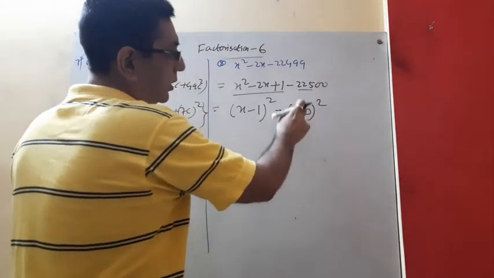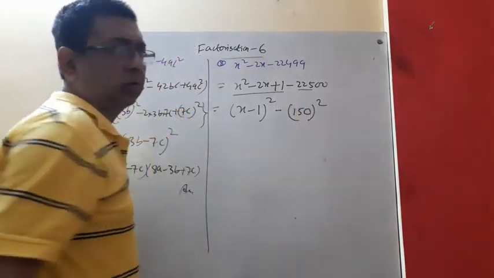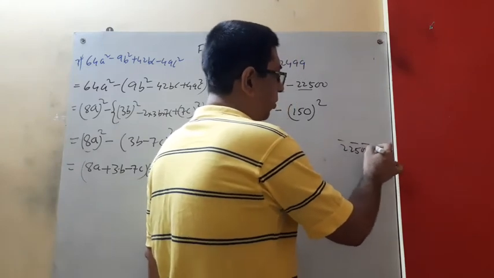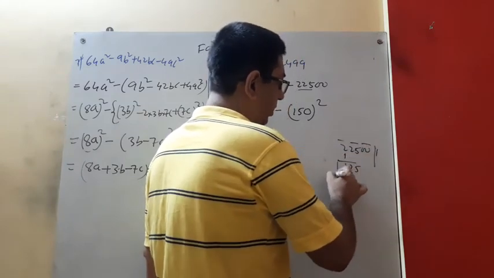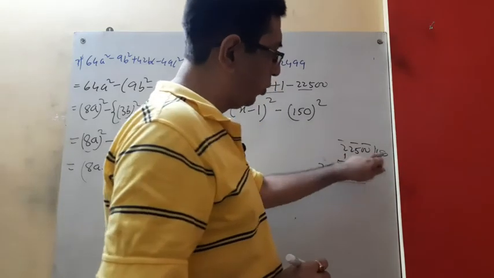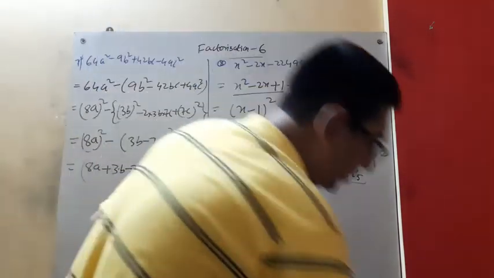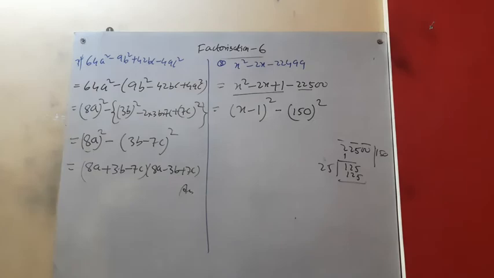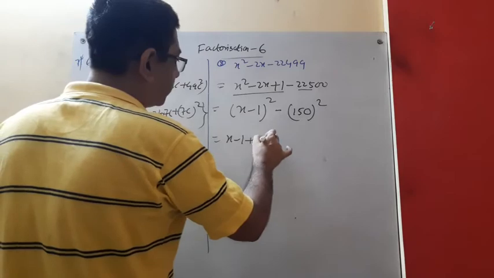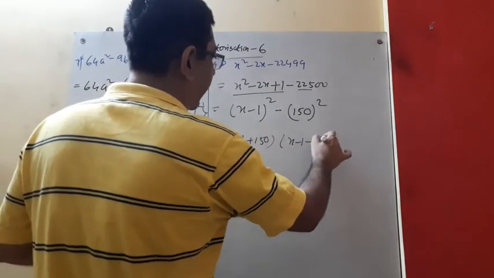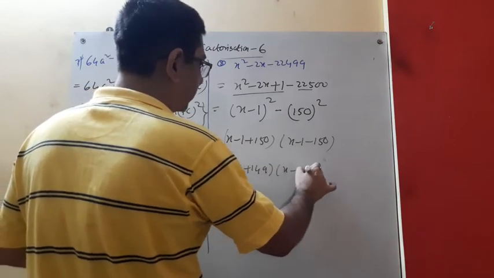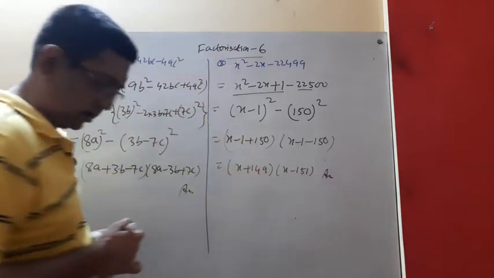So 150 is the square root of this, or 150 square equals it, how do we get it? Go for long division. 1, 1 is a 1, 1 2, 5, 1 2 2 5, 5 1 2 5 0 0, 1 0. For 20 we take 10. So 150 square. Right? Now what will I do? This is of the form a square minus b square. So a plus b into a minus b. So we are getting x plus 149, x minus 151. This is the answer. Okay.